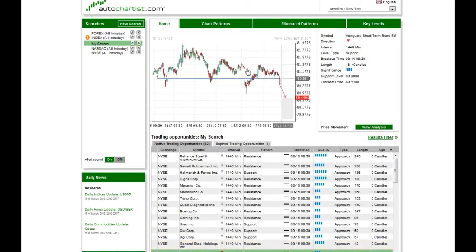Okay, well let's take any example. This looks pretty good. Okay, so this looks like a Vanguard short-term bond ETF. Okay, so it's not really a share, it's an ETF, but let's have a look at it anyway. So what's happened in this situation? This is a completed key level, right? That means that Autochartist identified very strong support at 80.98, and now it believes there's been a breakout down through this support level, and Autochartist believes that the price is heading towards 80.44.